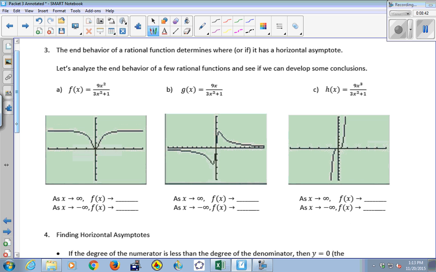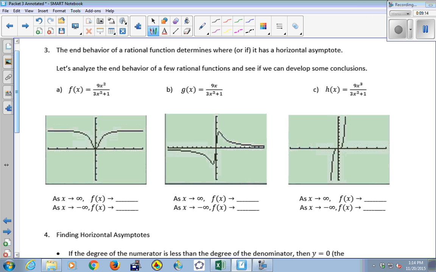Okay, so let's talk about end behavior of a rational function. The end behavior determines where or if we have a horizontal asymptote. All right, so let's think about the end behavior of a few rational functions, see if we can draw some conclusions from these examples. So f of x equals 9x squared over 3x squared plus 1. I have a picture of it so you can see what the end behavior is from the graph, but if I want to think about it algebraically.